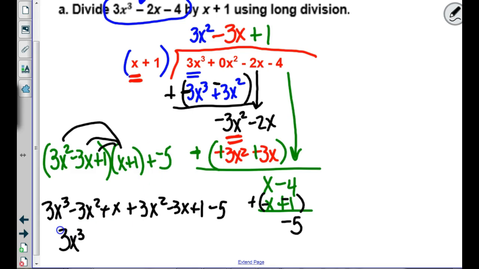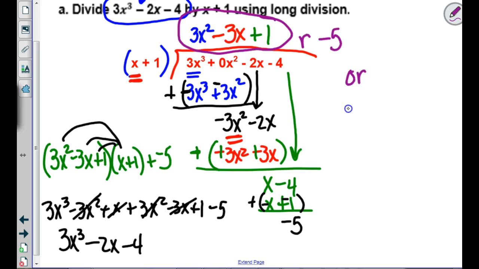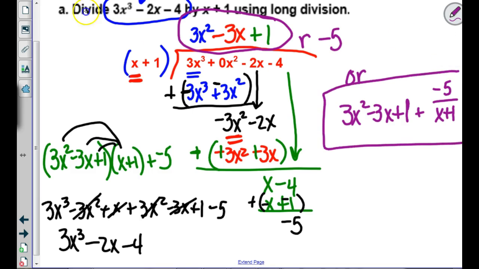If I combine like terms, I have a 3x cubed, those go away. I have a minus 2x, combining those, and a minus 4. Is that what we started with at the very beginning? Okay. Now, as far as writing an answer, you could say this was your answer with a remainder of -5, or you could say 3x squared minus 3x plus 1, and then you're adding that divisor divided by, remember the fraction business? It was this over this. Okay, so you can write it like that. It's going to ask sometimes, yeah, for this way.